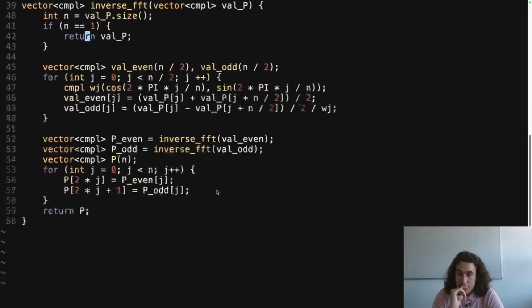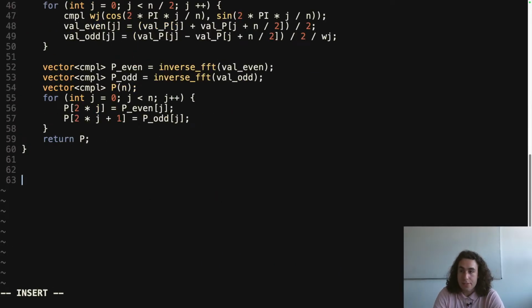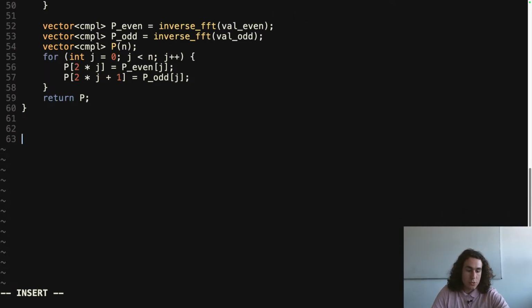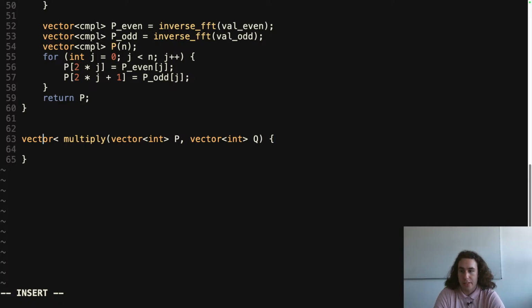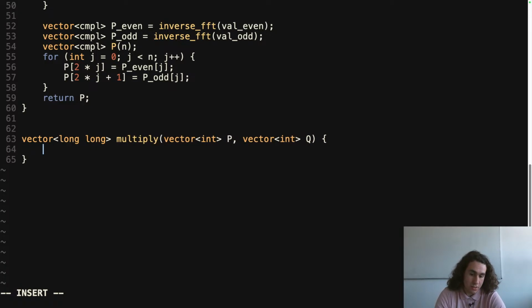Great. Now everything that's left to do is to write the multiplication of polynomials, right? So we have two polynomials, one is P and one is Q, and we want to multiply them. The result is probably going to be a vector of long longs, because you sum up products, so it's going to be like m times c squared, where c is the limit on the values in P and Q.